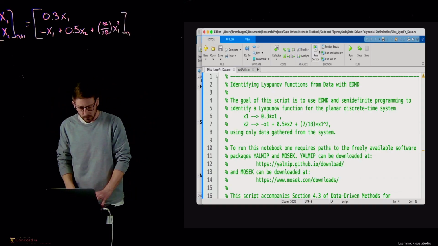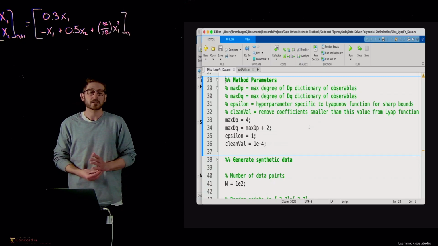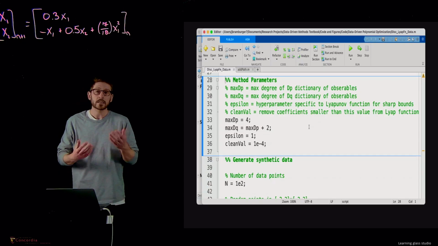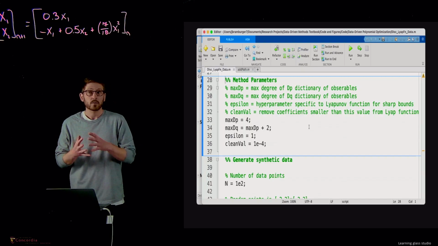So what we're going to do is we are going to collect a little bit of data from the system. We are going to use that data to discover the Lie derivative. We're going to take the Lie derivative.